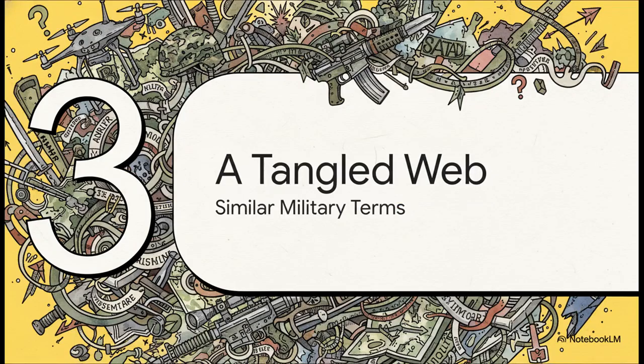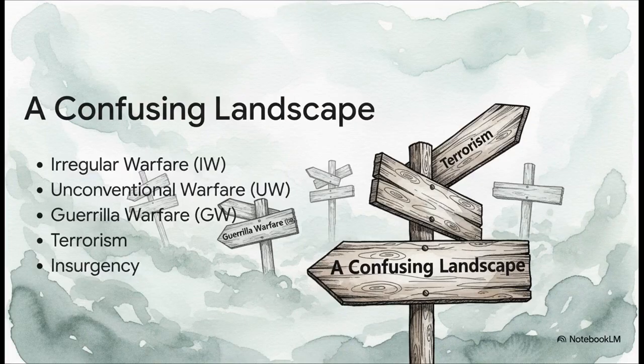And that idea leads us right into this tangled web of military jargon. Just take a look at this list. Irregular warfare, unconventional warfare, guerrilla warfare, even terms like terrorism and insurgency. All of these concepts are kind of swirling around asymmetric warfare. And honestly, their definitions overlap so much, it creates this kind of fog of confusion.